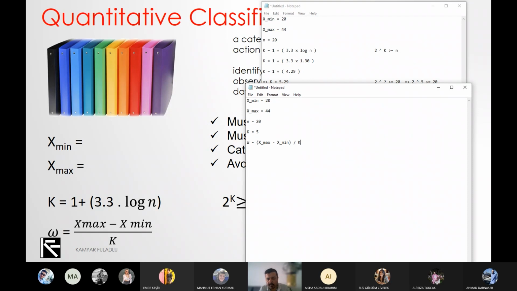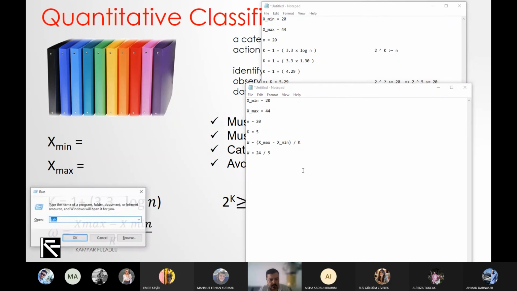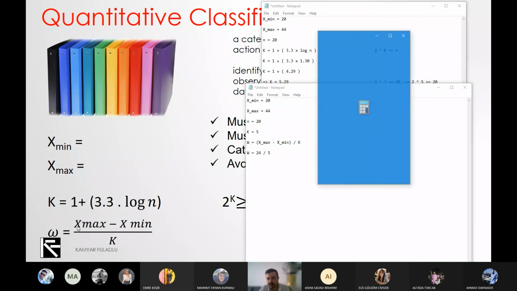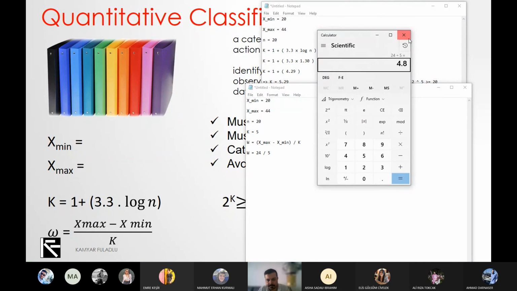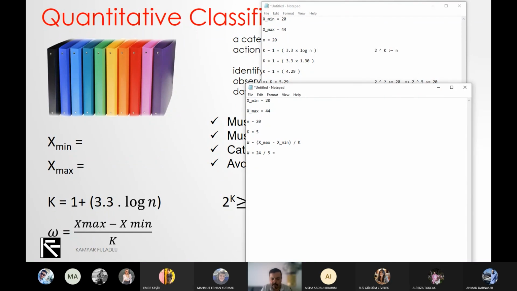So in order to find this one, we will subtract 20 from 44, and then divide it by k. So 44 minus 20 becomes 24, and we need to divide it by 5. As you can see, 24 divided by 5 is 4.8. So I finalize that our W is equal to 4.8. It means that our class interval, or class width, is 4.8.